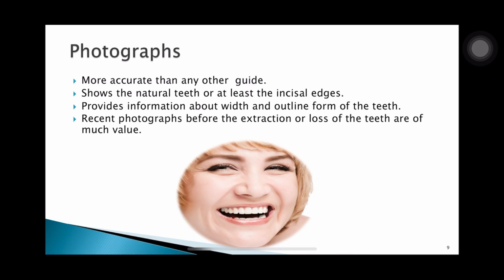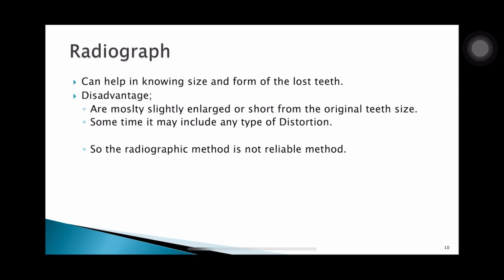Next is the photograph. Photograph is more accurate than other guides because it shows the natural teeth, or at least the incisal edges of the natural teeth. We can ask the patient for any past photograph which shows the patient smiling, where at least some form of teeth is visible, so that it will be helpful in determining the width, height and outline form of the teeth, and also the shade of the teeth. The most recent photographs before the extraction or loss of the teeth are much more valuable for the teeth selection.